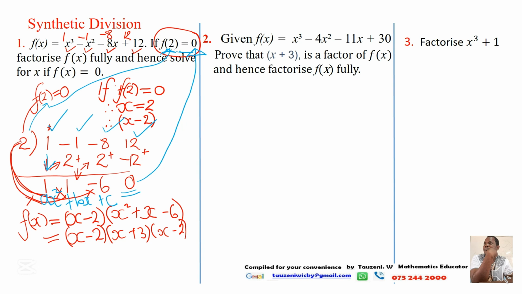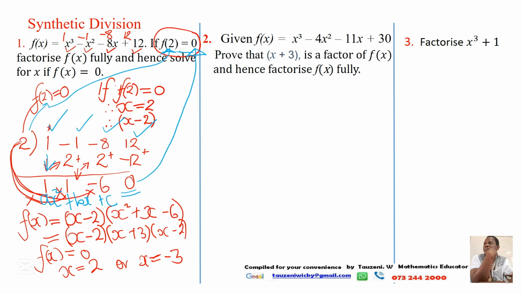Should we be required to solve this and find the values of x, then we equate f of x to 0, which means all these 3 brackets are going to equal 0. The first bracket will give us x is equal to 2, and the next one will give us x is equal to negative 3. The next one will also give us x is equal to 2. It is the same value. That is our expression factorized. So we are going to be drawing graphs of cubic functions. This is necessary in determining the x-intercepts of the function.